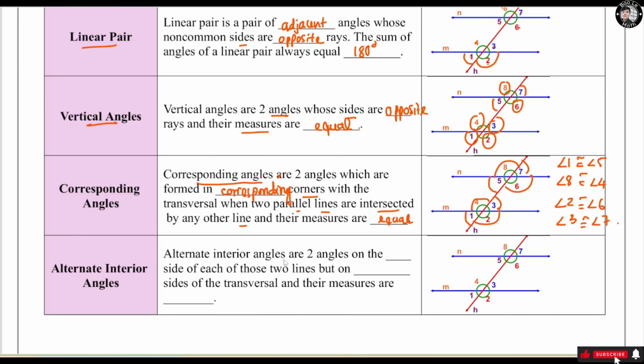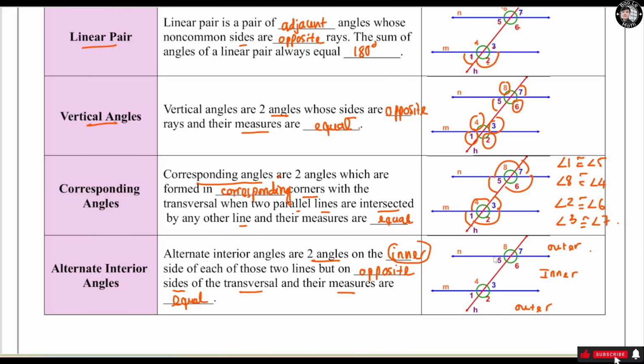Alternate interior angles are two angles on the inner side of each of those two lines, but on opposite sides of the transversal, and their measures are equal. Alright, so look at this one, inner side only. So inner is right here. This one is outer. This is outer. So we just focus on angle 3, 4, 5, 6.